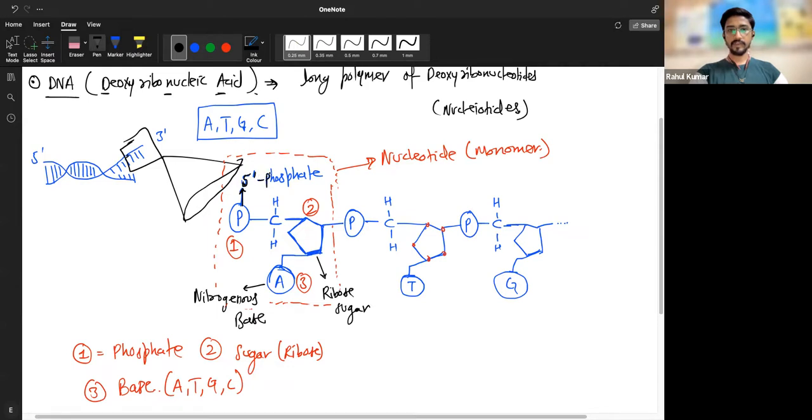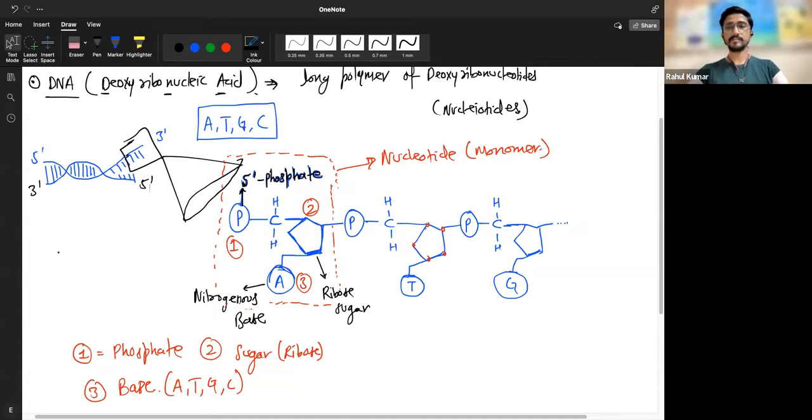So the phosphate is towards the 5' end, always. And what is towards the 3' end? The sugar. So this side is the 5' end of this DNA, and that side is the 3' end. Phosphate always is at the 5' end, and sugar is towards the 3' end. This is true for this strand. For the other strand, it's opposite: 3' end and 5' end. Do you understand? The other strand which binds with it.